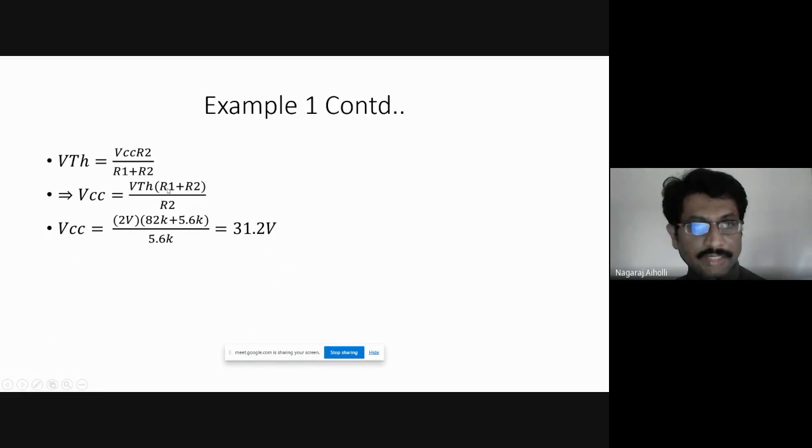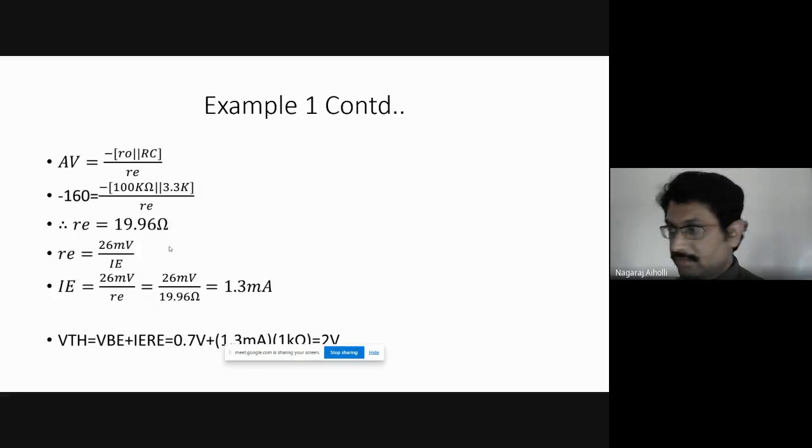Therefore, VCC is equal to VTH, which is 2 volt, just now calculated. R1 is given in the circuit, 82 kilo ohms. R2 is 5.6 kilo ohms. Calculate how much VCC is. 2 volt into 82K plus 5.6K, the whole divided by 5.6K. Tell me the answer. The formula is VCC is equal to VTH into R1 plus R2, the whole divided by R2.